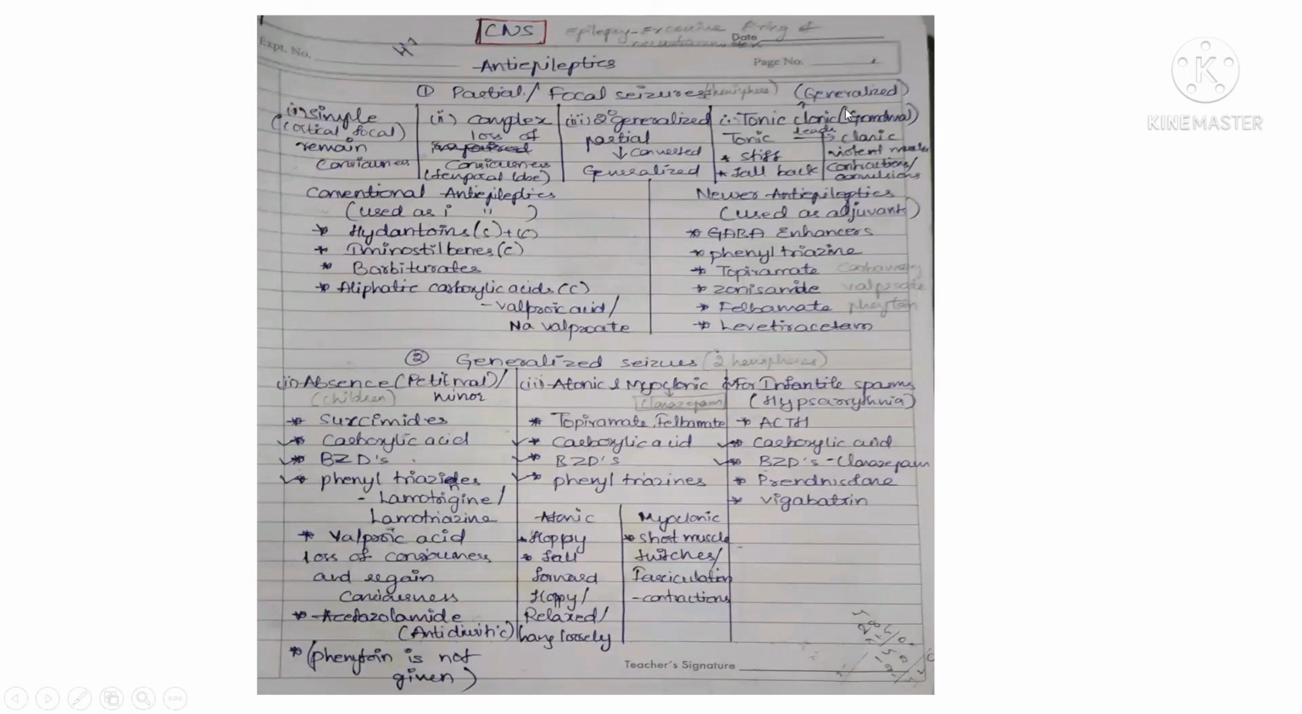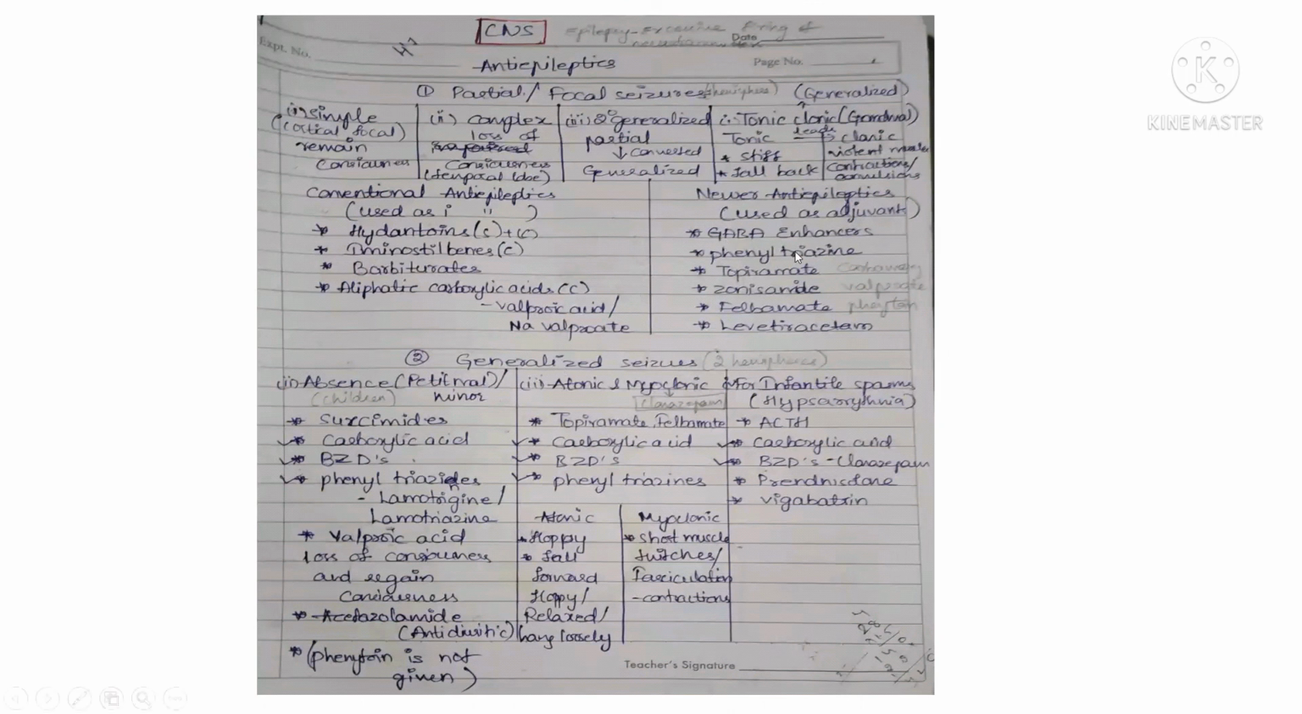Generalized is classified into 4 types: tonic-clonic, absence, atonic and myoclonic, and infantile. The first one, tonic-clonic, is also called grand mal. Please remember these synonyms, sometimes they'll ask these synonyms also. Tonic means the body will be stiff, and due to that stiffness they may fall back. This tonic phase may lead to clonic, which is nothing but violent muscle contractions, also called convulsions.